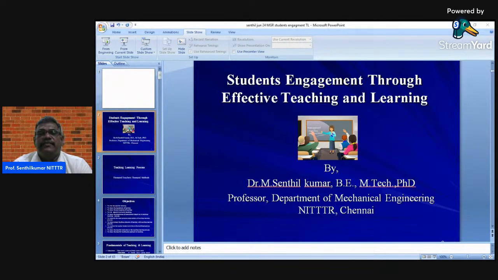Learning is the change of behavior from the previous behavior. Teaching is a catalytic process for bringing about desirable changes in the learner's world. That is, our teacher role is only the catalytic process. We have to bring certain changes in the students. That is the student engagement.